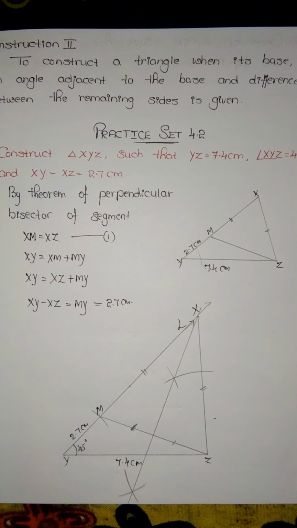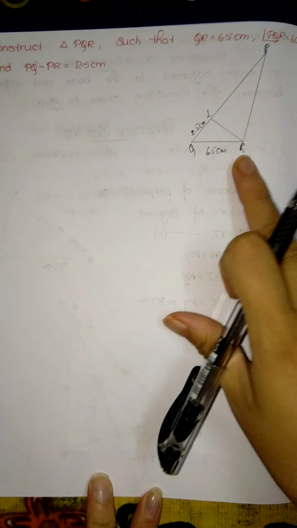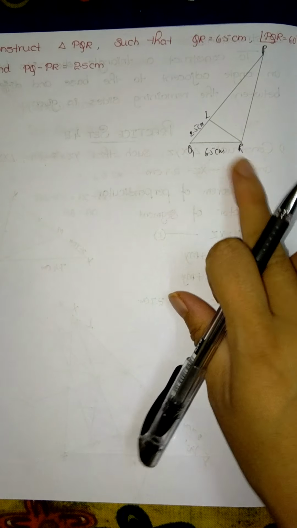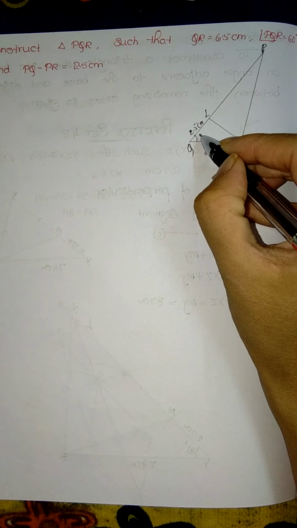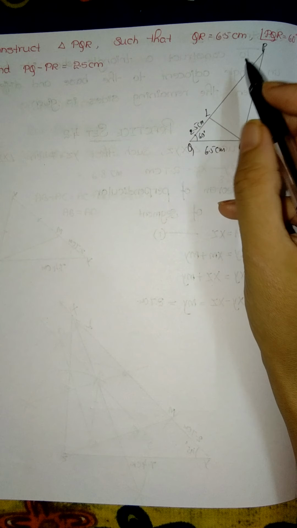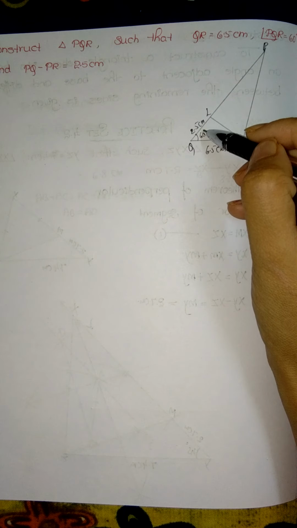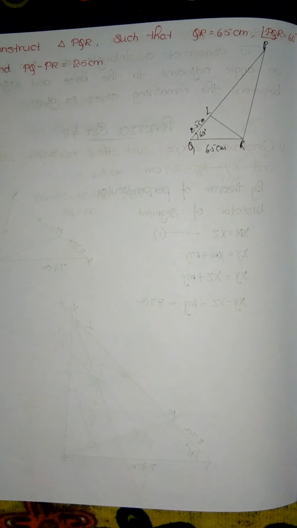Next, question number 2. Construct triangle PQR such that QR equal to 6.5 centimeter, angle PQR is equal to 60 degree, and PQ minus PR is equal to 2.5 centimeter. This is a rough diagram. So QR is a base and here the angle is 60 degree and this length is 2.5. This is the difference between these two sides, which is 2.5 centimeter. So this is triangle PQR.